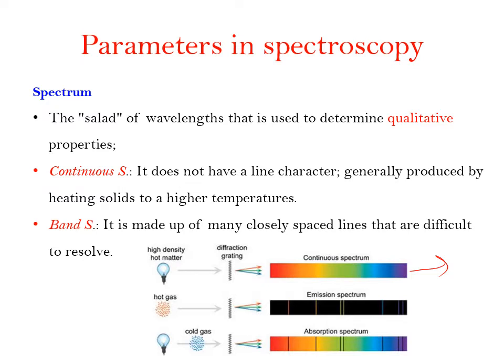Band spectra, on the other hand, is the name given to groups of lines so closely spaced that each group appears to be a band. Example, nitrogen spectra. This absorption or emission spectra have band spectra or groups of lines closely spaced. So in the continuous spectra, all wavelengths are present. In the case of band spectra, only a group of line spectra will be present.